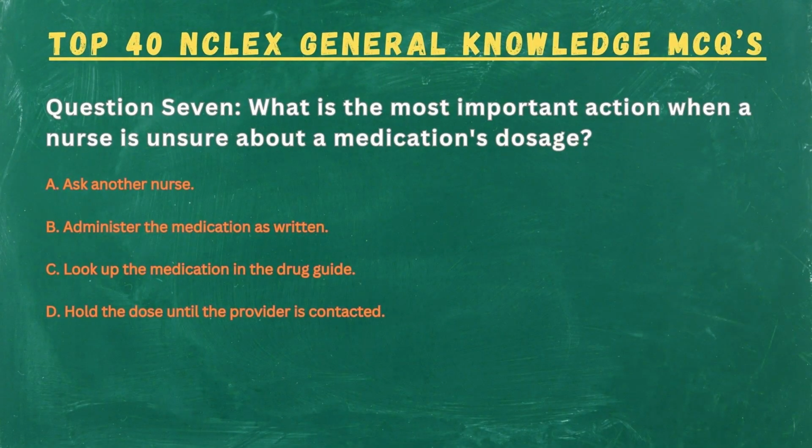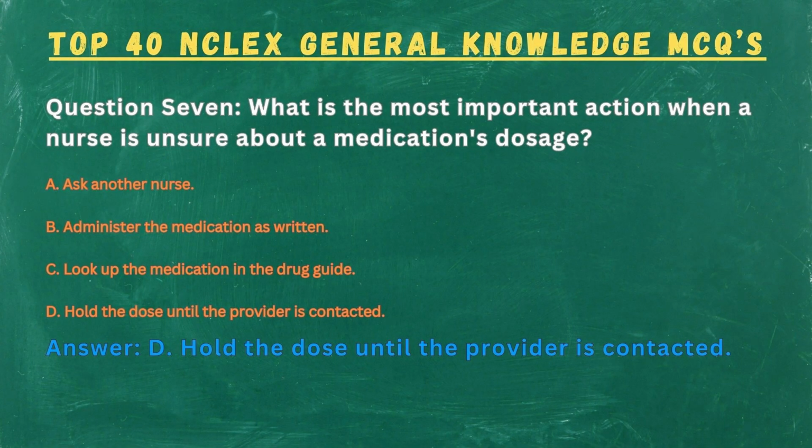Question 7. What is the most important action when a nurse is unsure about a medication's dosage? A. Ask another nurse. B. Administer the medication as written. C. Look up the medication in the drug guide. D. Hold the dose until the provider is contacted. Answer. D. Hold the dose until the provider is contacted.